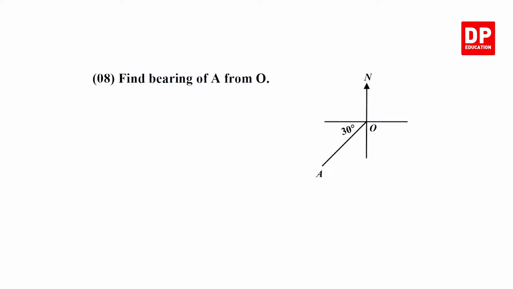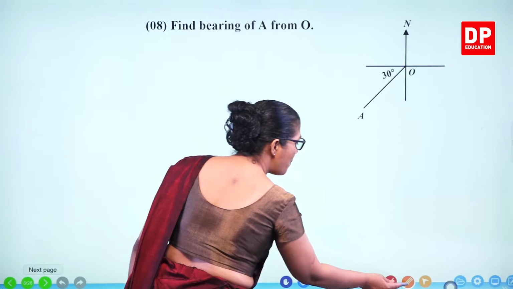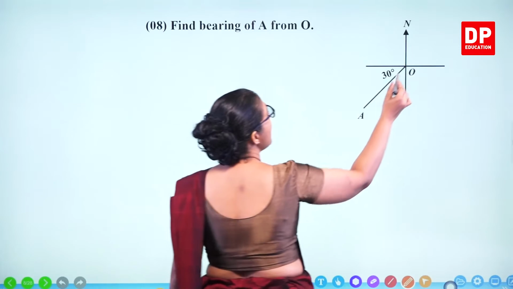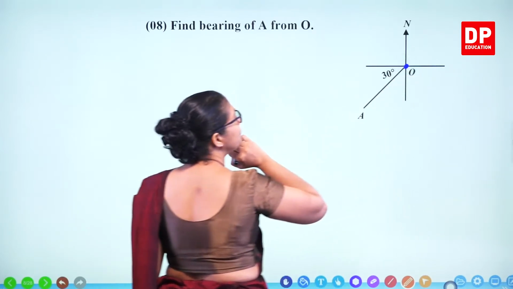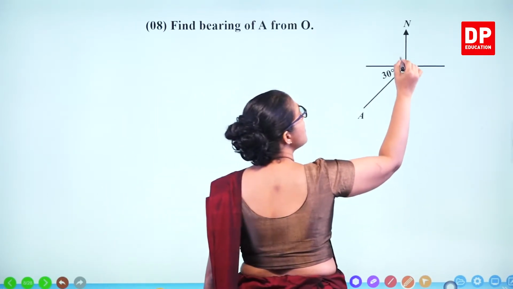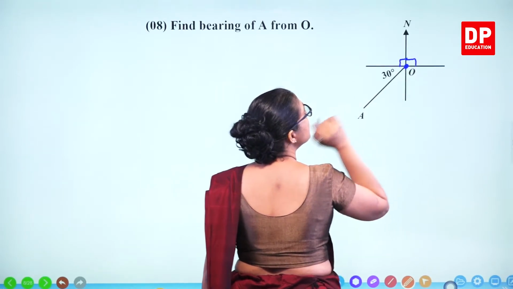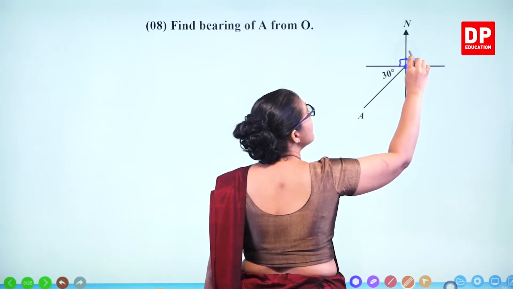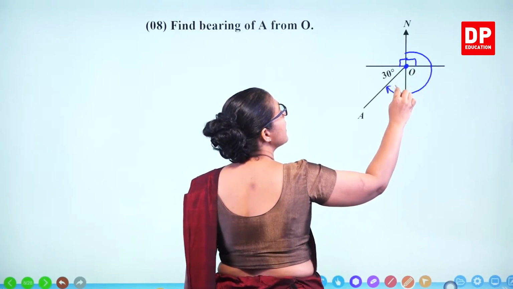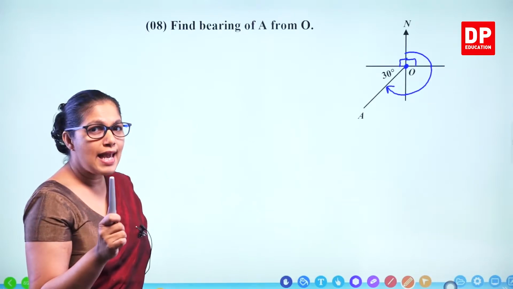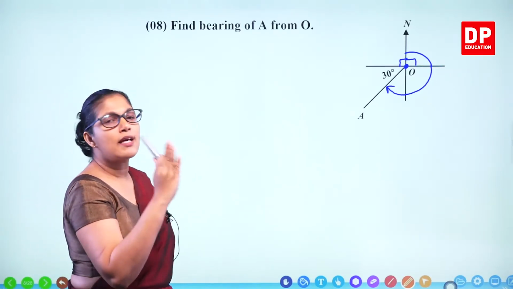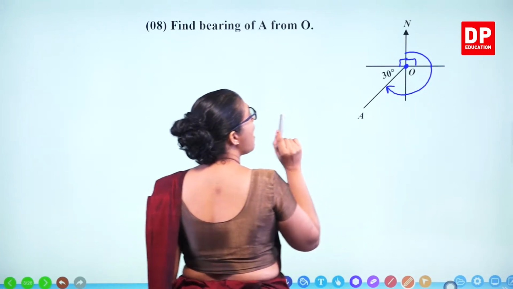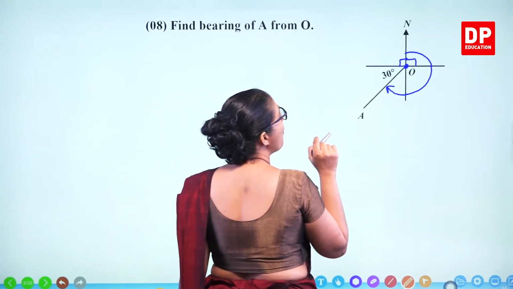Question number 8. Find the bearing of A from O. Bearing of A from O. So these are 90-degree angles. So what can you say about the bearing? Here you need this whole angle. What's bearing? Measuring the angle from north clockwise direction. So this is the full angle. That's the bearing of A from O.